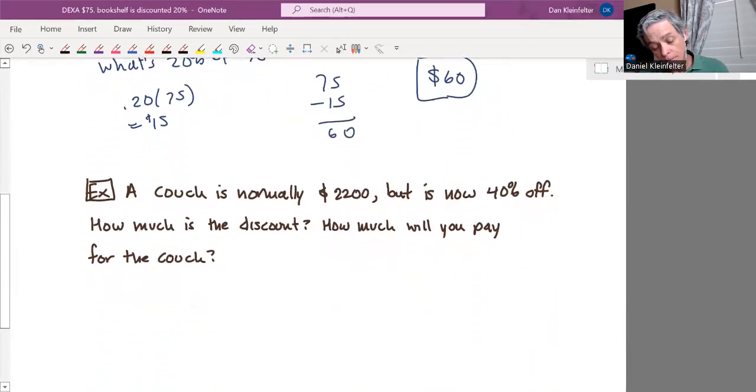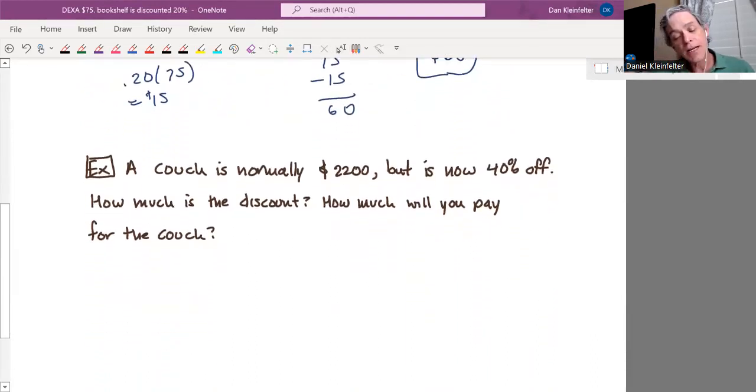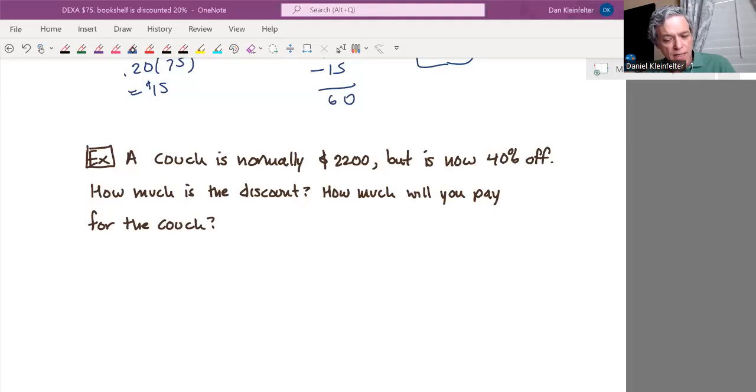Okay. Here's one for you to try. A couch is normally $2,200, but now it's 40% off. We would like to know how much the discount is and then how much you're going to end up paying for the couch. All right, so let's see how this came out.